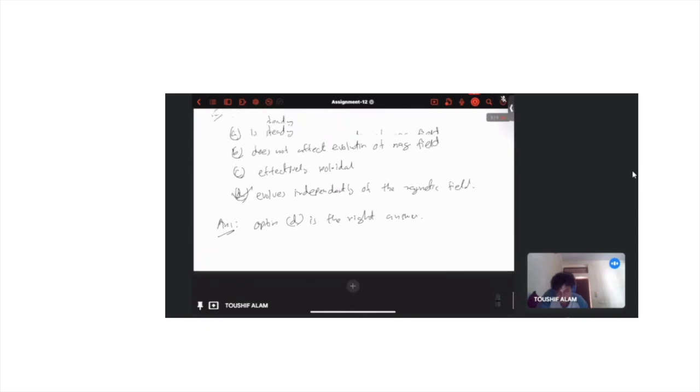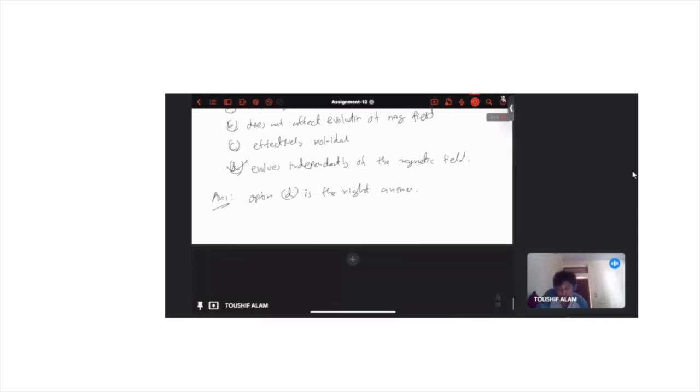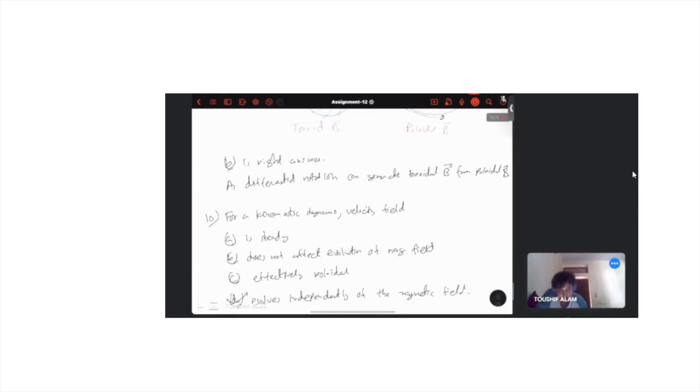Okay. For a kinematic dynamo, velocity field evolves independently of the magnetic field always. Okay, so this is it. Okay, so that's all for now. Thank you.